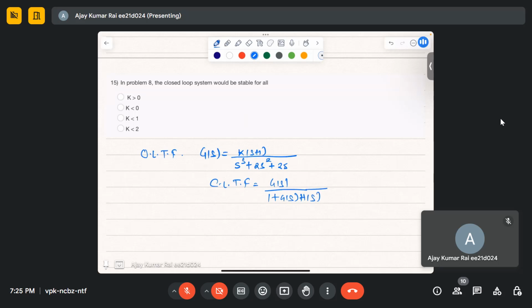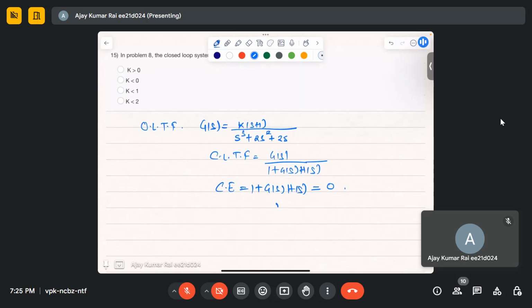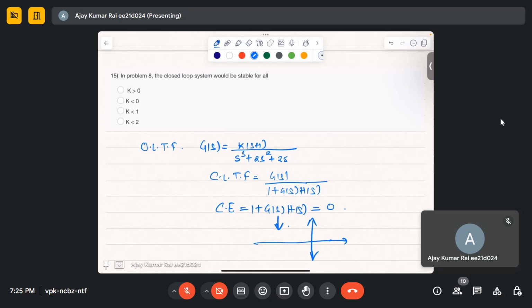Yes, sir. And for stability, what we used to do is take the characteristic equation, 1 plus G(s)H(s), and put that equal to 0, right? And we find the roots, and those roots are the closed loop poles. For a particular value of k, those poles should be lying on the left half of the s plane, right?